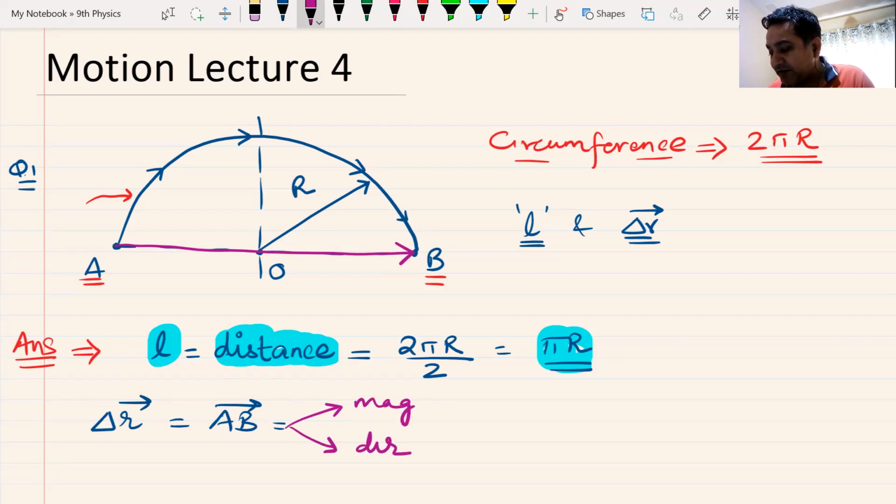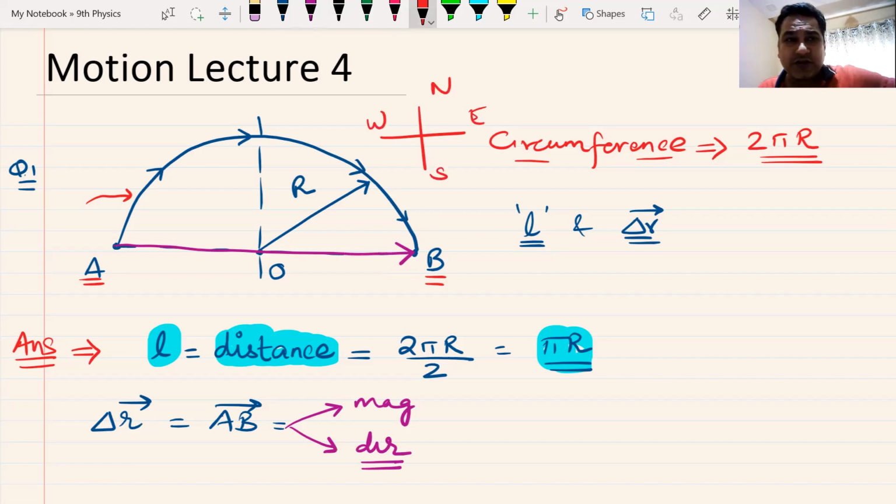Who will tell me the direction first? Sir, east. See Vedansh, you don't say east unless the question is given in north, south, east, west. You never know what the direction is. Don't say west unless someone has told you this is north, this is south, this is east, this is west. Then only you talk in terms of direction.